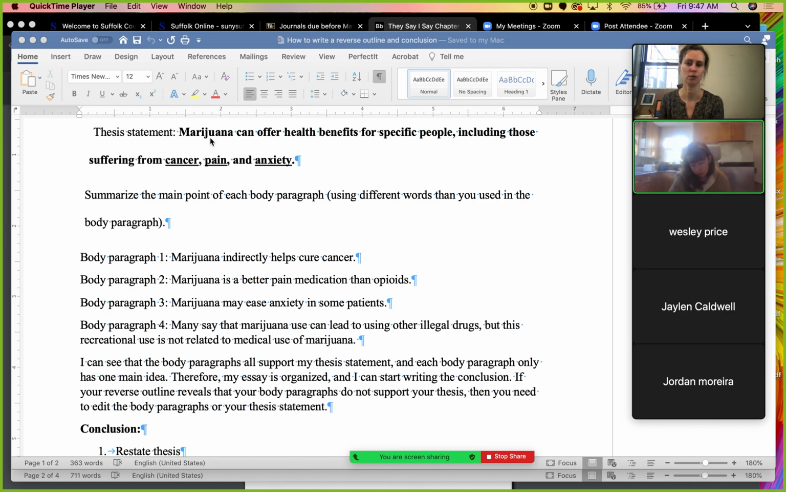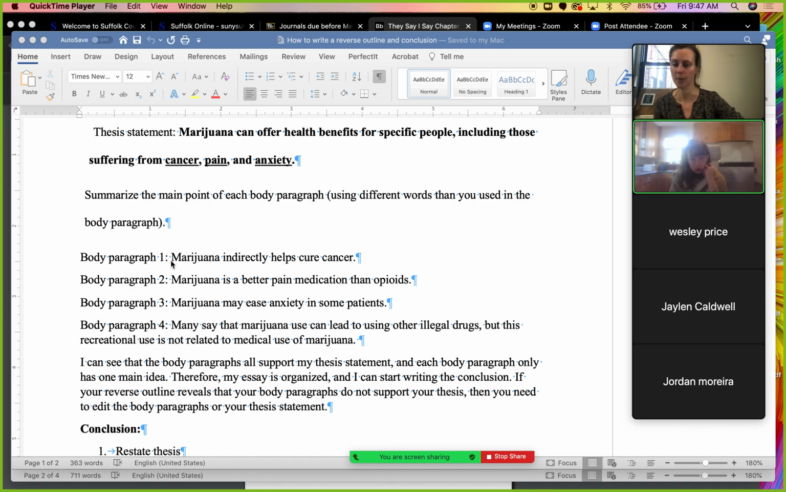So my thesis statement is, marijuana can offer health benefits for specific people, including those suffering from cancer, pain, and anxiety. So remember, I had this 3-part thesis statement, and I have 4 body paragraphs. The first body paragraph talks about marijuana use in cancer. The second, its use with pain. The third, its use with anxiety. And my 4th body paragraph is that counter argument I just made.